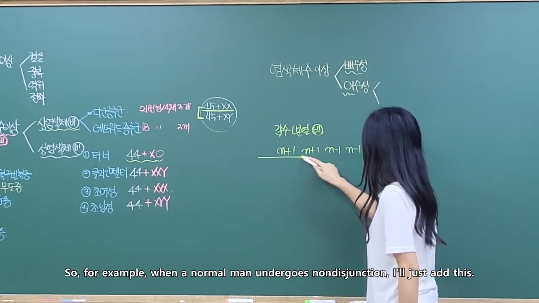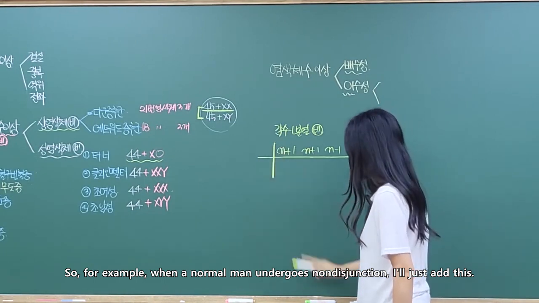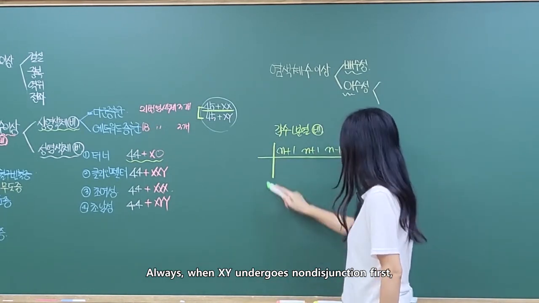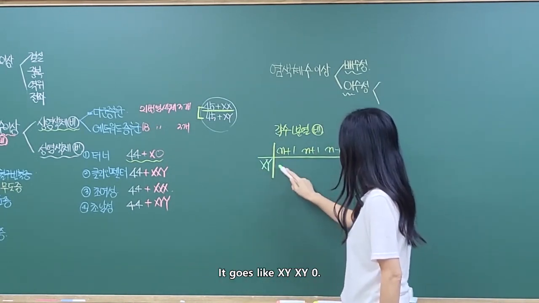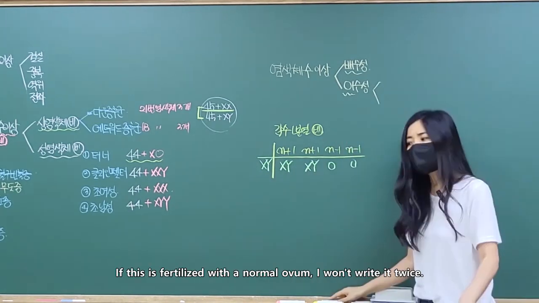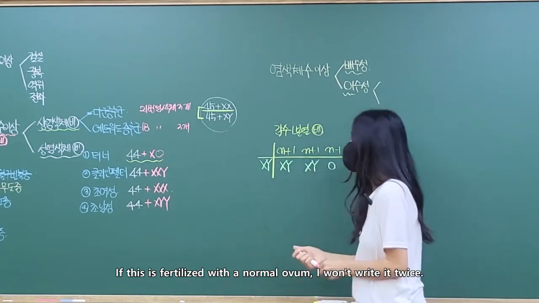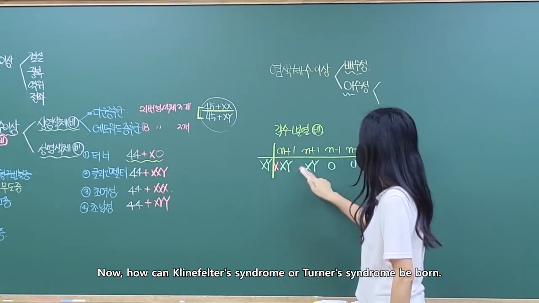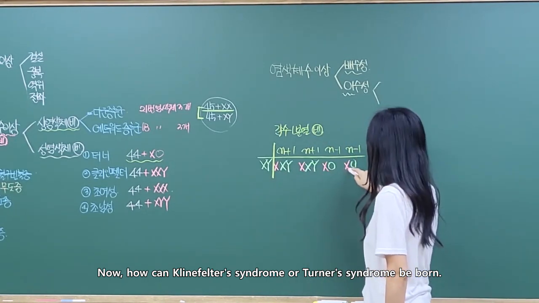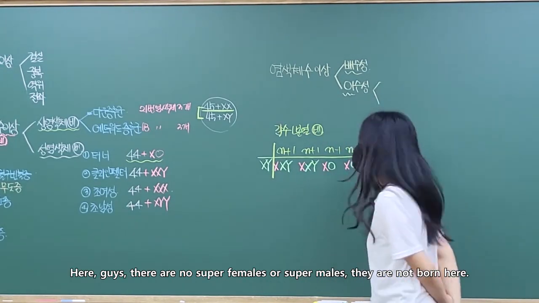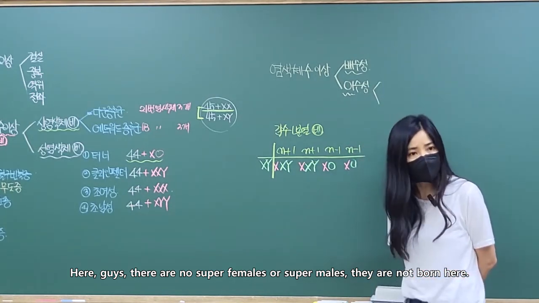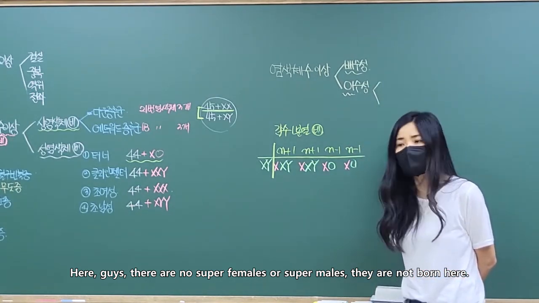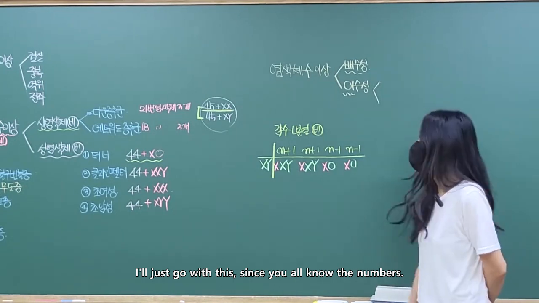So for example, when a normal man undergoes non-disjunction, I'll just add this. Always, when XY undergoes non-disjunction first, it goes like XY, XY, 0. If this is fertilized with a normal ovum, I won't write it twice. Now, how can Klinefelter's syndrome or Turner's syndrome be born? Here, guys, there are no super females or super males. They are not born here. I'll just go with this, since you all know the numbers.